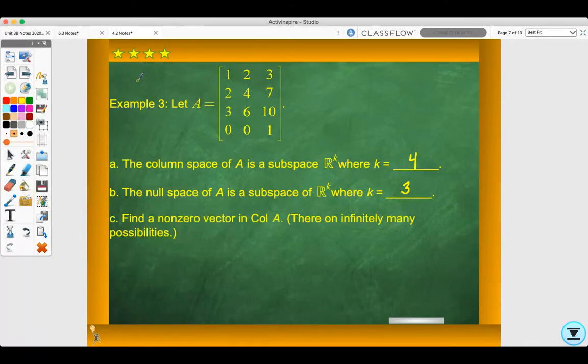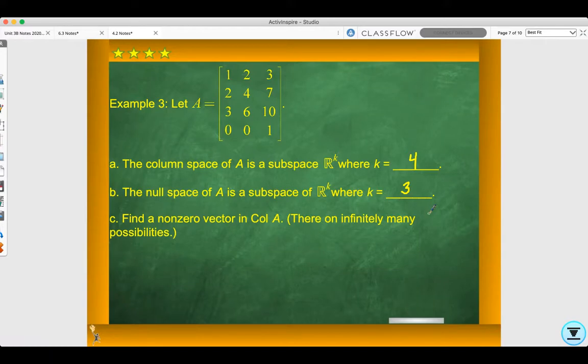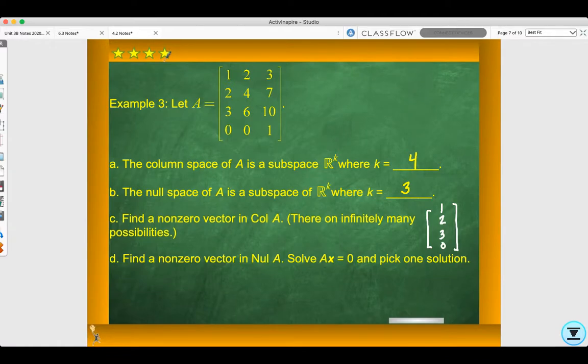Now C: find a non-zero vector in col A. There are infinitely many possibilities. We can just use the first column vector, 1, 2, 3, 0. And then D: find a non-zero vector in null A. That means we have to solve Ax = 0 and pick one solution.